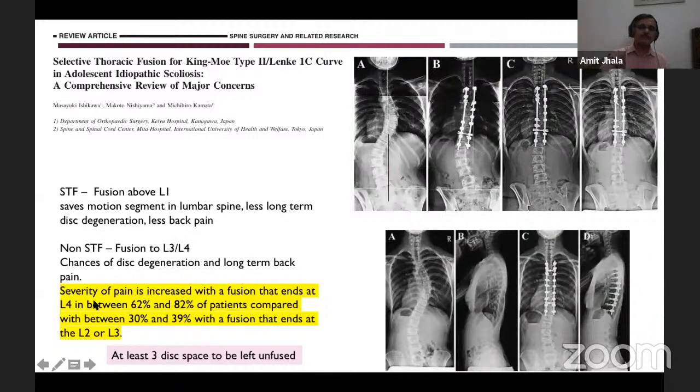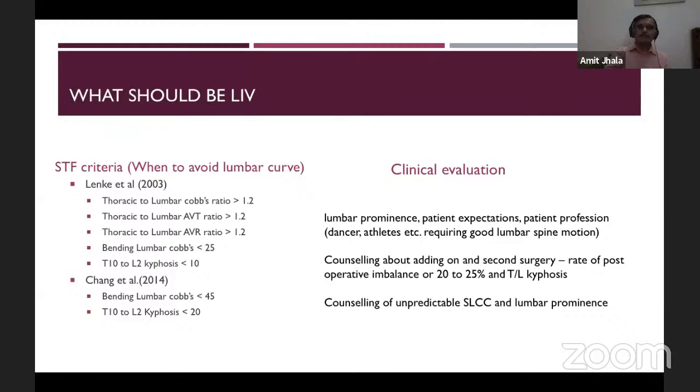But this paper has said that the severity of pain is increased with fusion that ends at L4, between 62% to 82%, compared to stopping at L3, where the pain is only about 30 or 39%. So actually these cases should be left unfused, tending to fuse less in the lumbar spine, not only for degeneration but also for movement, and that's very important in our setup also, because patients do ask. If you go more into the lumbar spine, their movement is restricted, and therefore fuse as little as possible for movement, over and above this criteria. So these are the clinical evaluation.